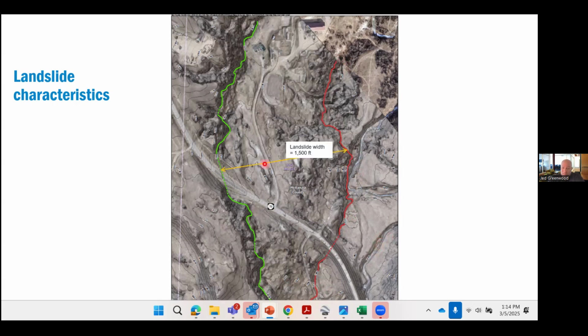So how wide is the landslide? 1,500 feet wide, 3,100 feet long. So that's almost half a mile, a little over half a mile long. The road length impacted, 1,500 feet. And then the area was 85 acres. Landslide volume was 10 million cubic yards. This is a very large landslide, and the highway is crossing pretty much from top to bottom.